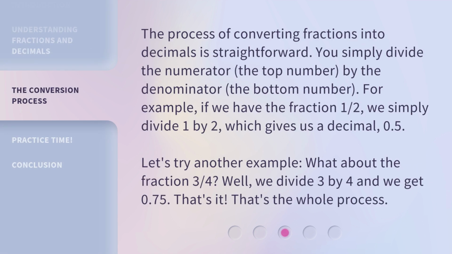The process of converting fractions into decimals is straightforward. You simply divide the numerator, the top number, by the denominator, the bottom number. For example, if we have the fraction 1/2, we simply divide 1 by 2, which gives us a decimal, 0.5. Let's try another example. What about the fraction 3/4? Well, we divide 3 by 4 and we get 0.75. That's it. That's the whole process.